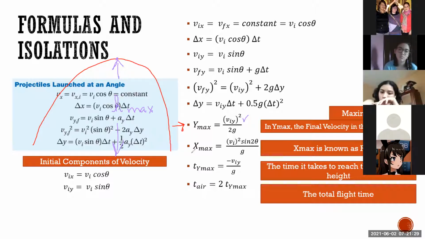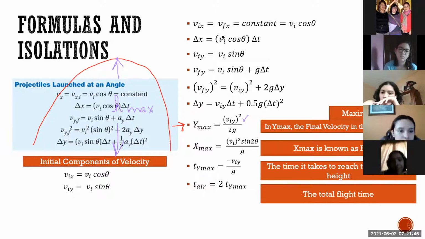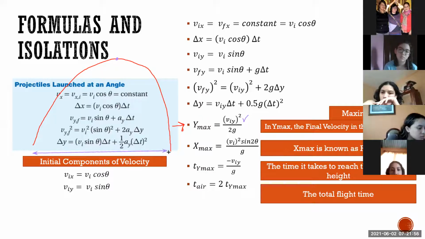Now, x max refers to a change in position horizontally, the maximum distance that an object can have in this kind of exercise. So take a look here. If I want to get the x max, it's gonna be the largest distance of the parabola, which is this one, okay? All the horizontal distance. This will be x max.